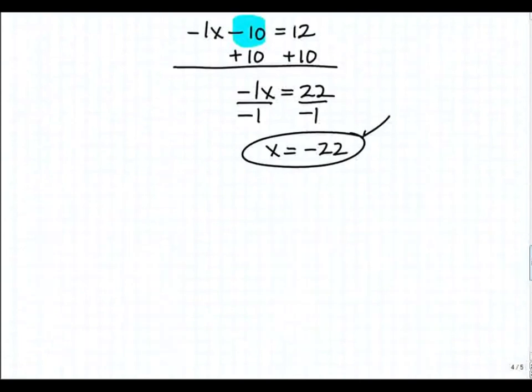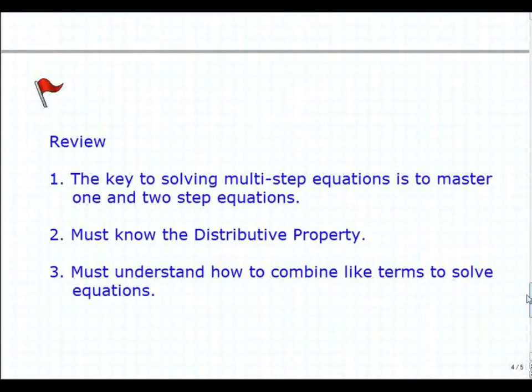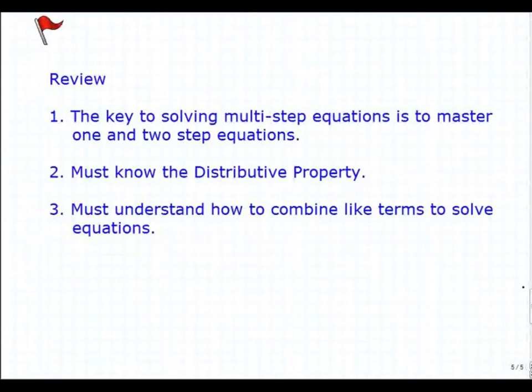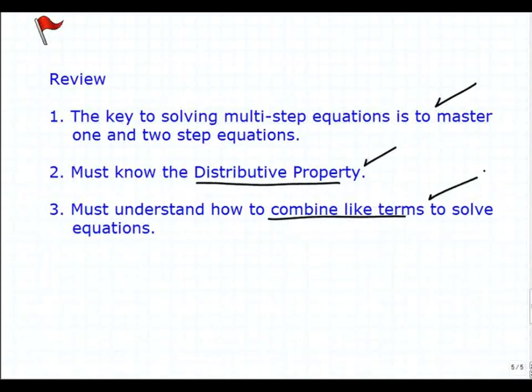All right, let's go ahead and wrap this up. So in review, the key to solving these multiple step equations is to master the one and two-step equations. You have to have that down before you tackle multi-step equations. You also really have to be an expert at the distributive property, and you have to know how to combine like terms. But if you know how to do all three of these things, then you'll know how to handle these multiple step equation problems.